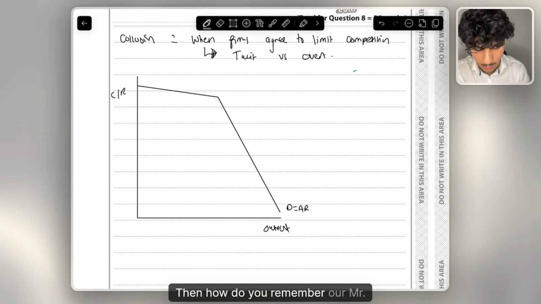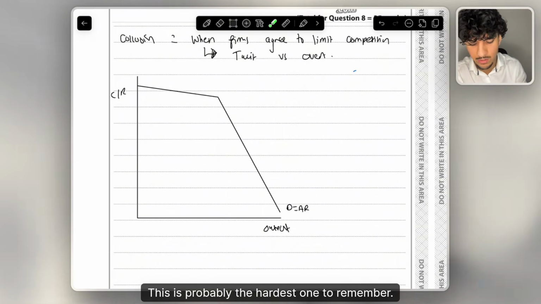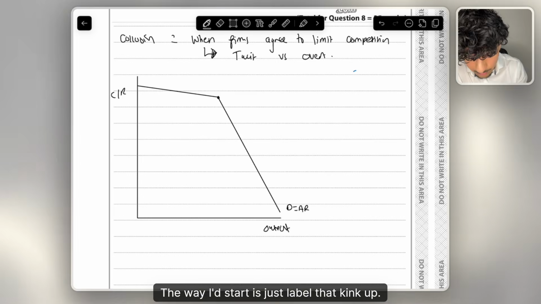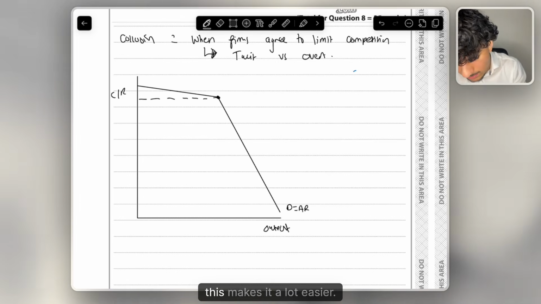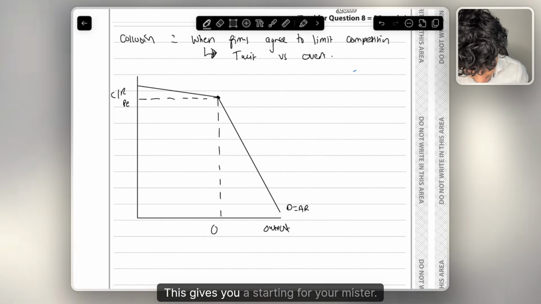Then how do you remember our MR curve for the kinked demand curve? This is probably the hardest one to remember. The way I'd start is just label that kink up. That is going to be your PE point, and this makes it a lot easier. Then label down, that is your QE point. This gives you a starting point for your MR.